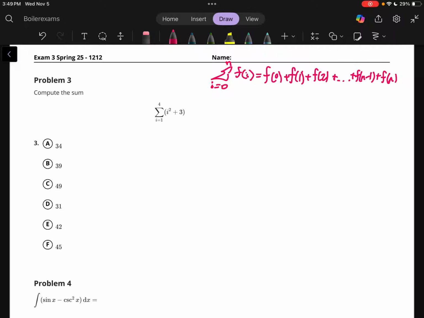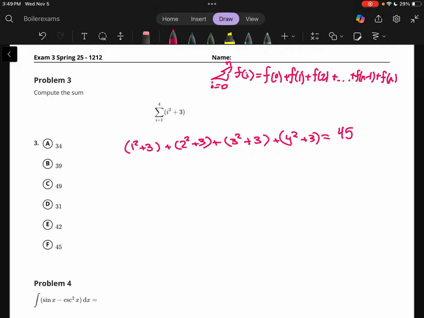All I have to do is plug in 1, 2, 3, and 4 into this function, and then add up. So 1 squared plus 3, plus 2 squared plus 3, plus 3 squared plus 3, plus 4 squared plus 3, which this all should add up to 45.